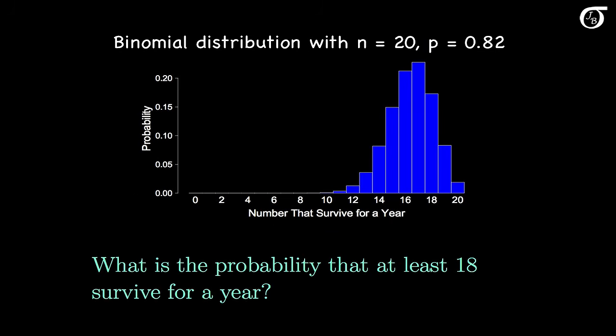Now suppose we have a different type of question. In the same setting, what is the probability that at least 18 men survive for another year? We need the probability of at least 18, so let's shade those values in. We're going to need to add the probabilities of 18, 19, and 20 together. And we're going to have to use the binomial formula 3 times, on each one of those values individually. So let's go ahead and do that.